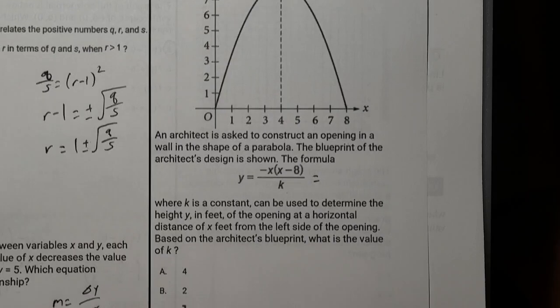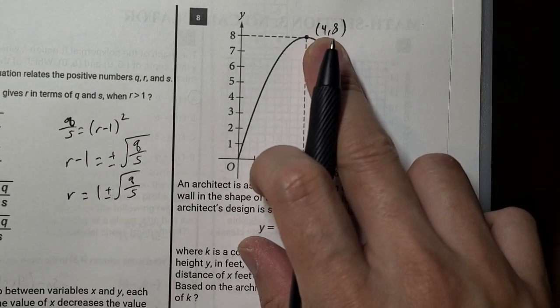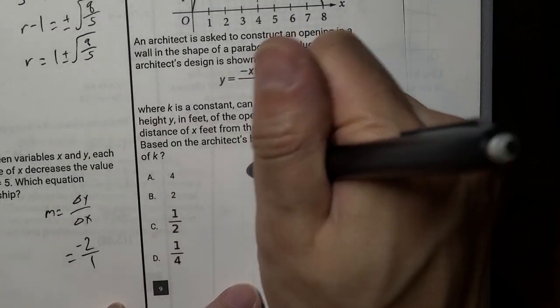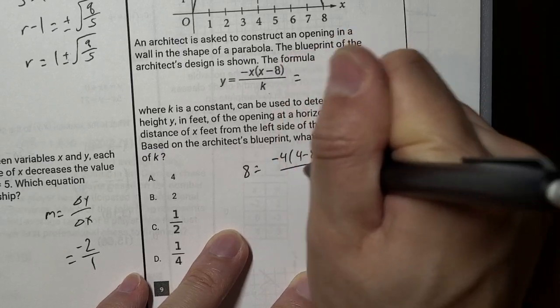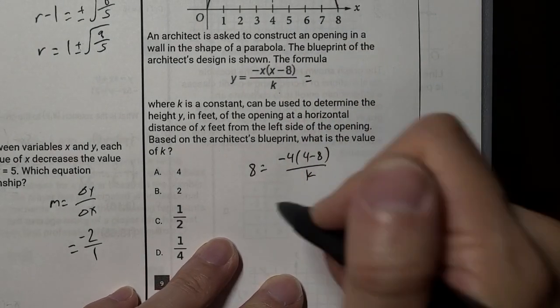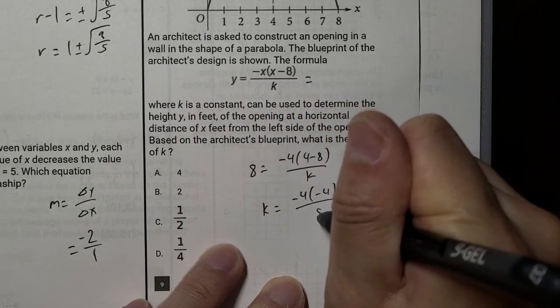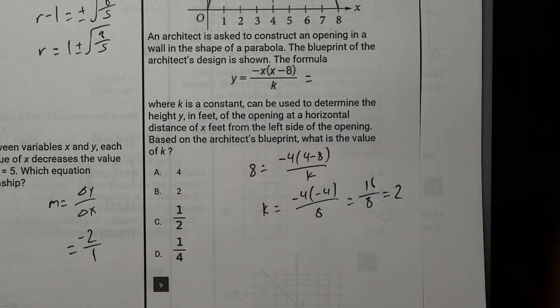Well, here's one way that you can do it. I just said it's 4, 8. That's the point. So let's plug in x as 4, y is 8. 8 is minus 4 times 4 minus 8 over k. Now we just solve for k. k is minus 4 times minus 4 over 8, which is 16 over 8, which is 2. Is that the answer? 8B, yes.